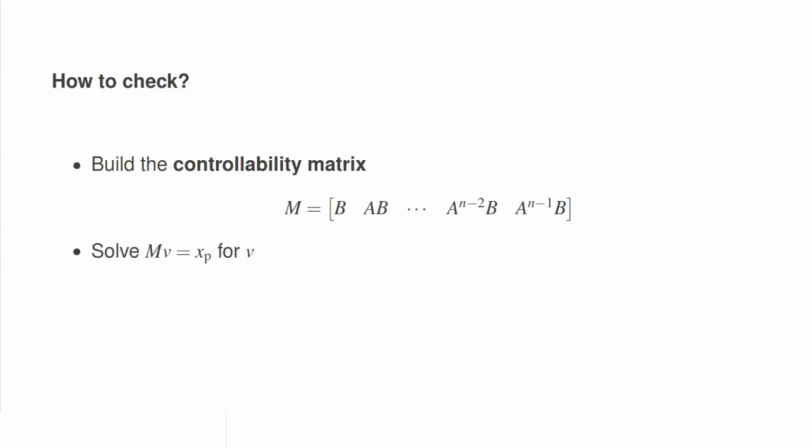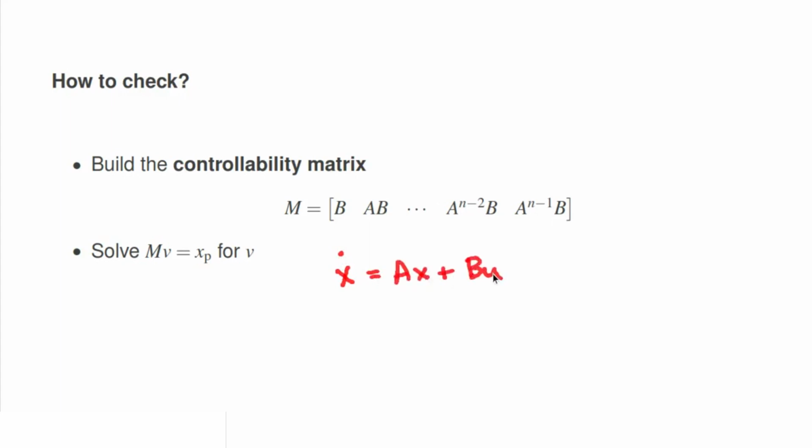But how do we check whether a given point in the state space is reachable or not in general? Fortunately, there's a very simple way based on solving a particular linear system of equations. To construct this linear system, we need to build what is known as the controllability matrix, and to do this, we need to know our state space model x dot is equal to Ax plus Bu.